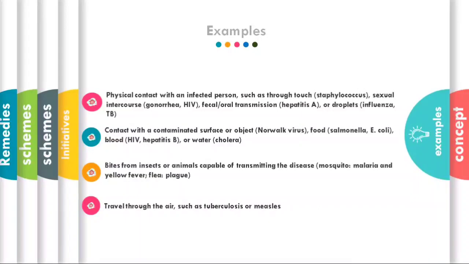Others are from bites from insects or animals capable of transmitting the disease, like the mosquito; malaria, yellow fever and plague are diseases which transmit through mosquito bites. There are various other diseases which transmit from one or other insect bite. Next is travel through air, such as tuberculosis and measles. If we sneeze, it travels through air. Recent reports of COVID-19 also show that it can transmit through air, through the suspended particles in the air, from one person to another. That's why the government gives the guideline to wear a nose mask and face mask while we are moving outside.